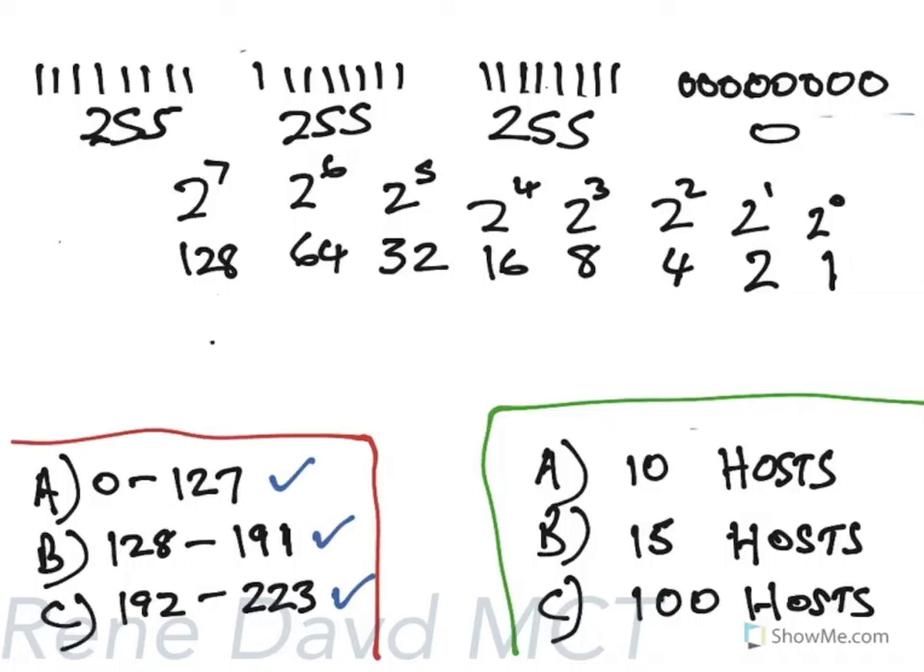Okay, so you should have completed your answers by now. Let's have a look at A. We wanted 10 hosts per subnet.